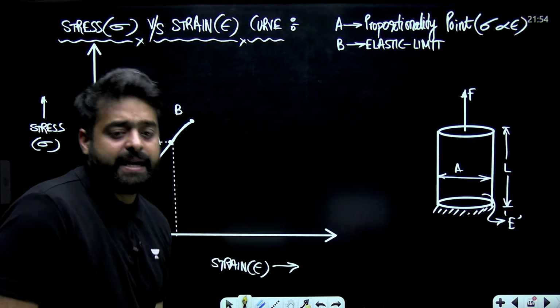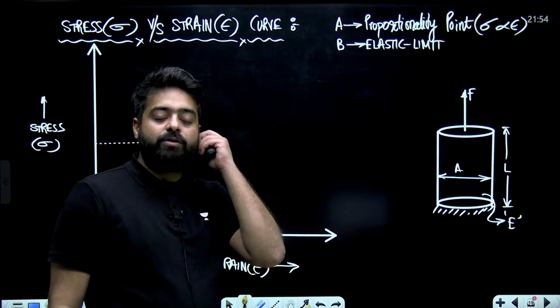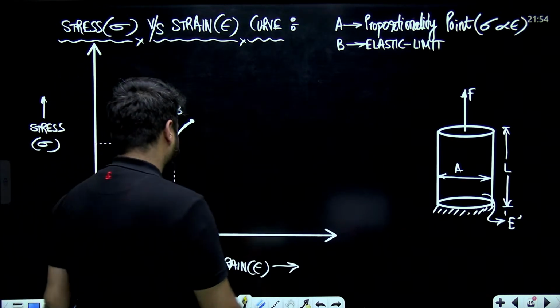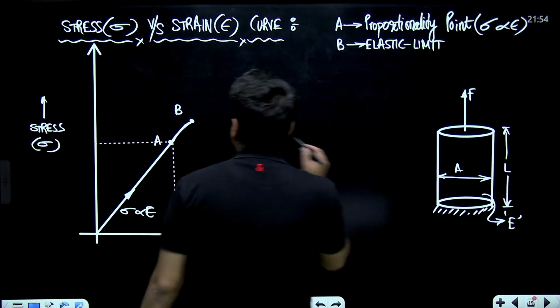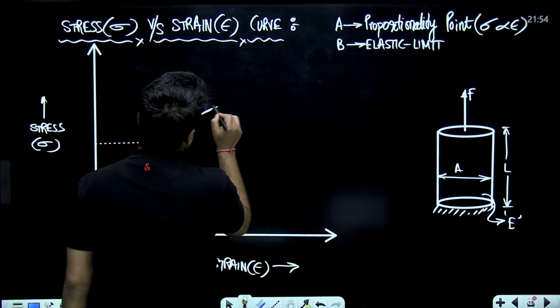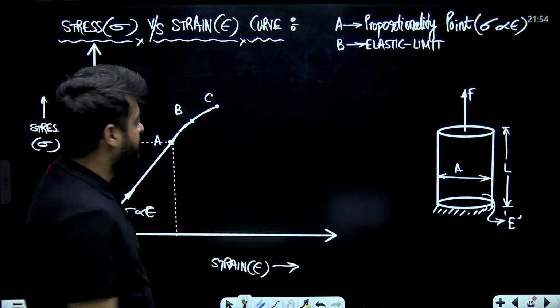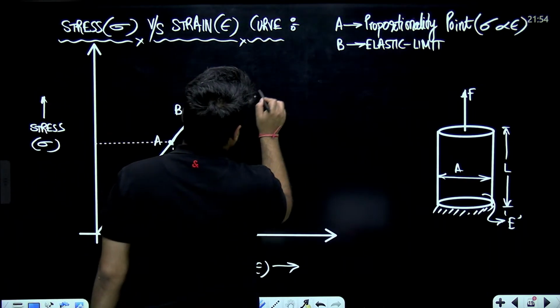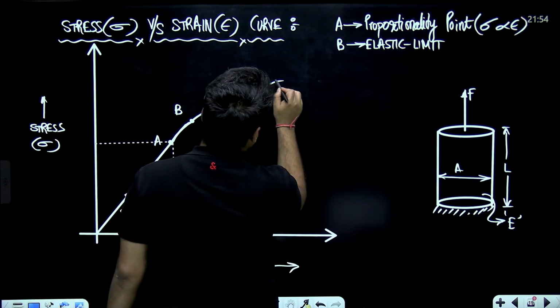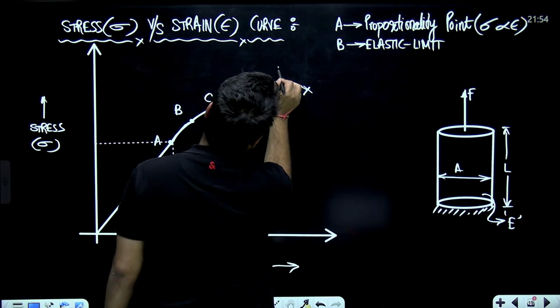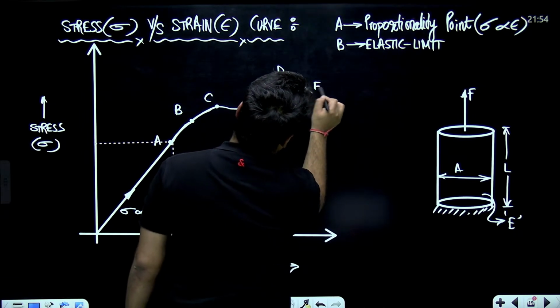Okay. Then there's an upper yield point and a lower yield point in material science, but I'm not going to show it here. Then it reaches a certain point, which is named C. Then it dips, reaches a very high point, and then boom, break. So there's a point D and there's a point E.